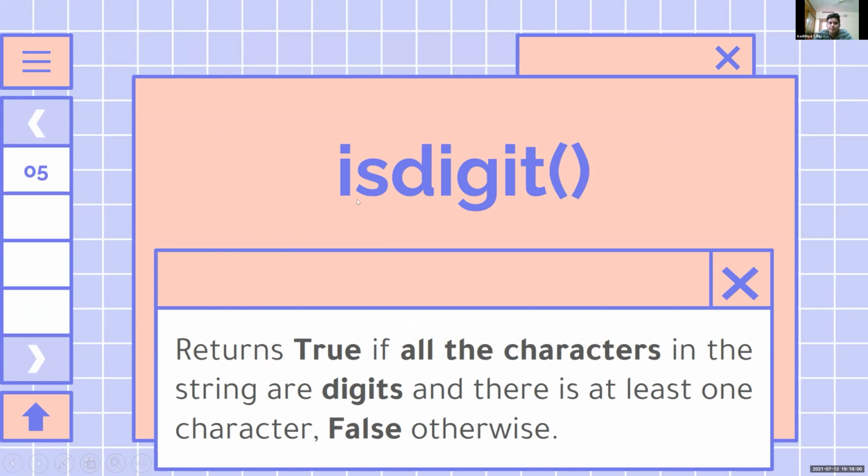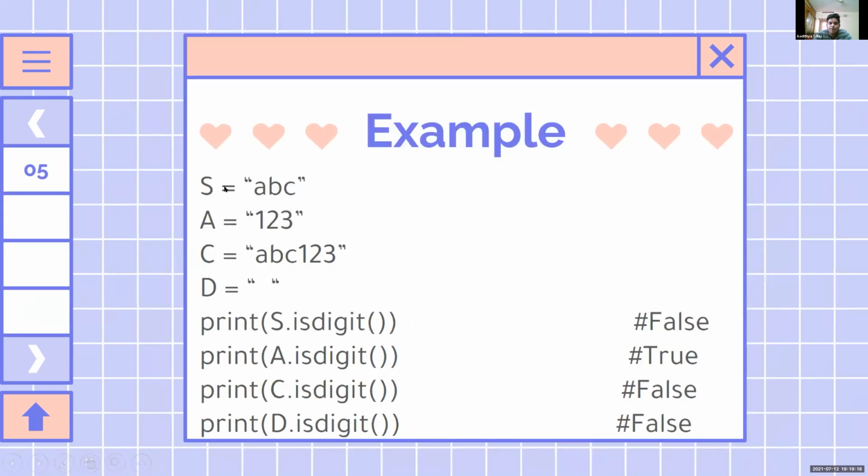The next is isdigit. It returns true if all the characters in the string are digits and there should be at least one character. Otherwise, the function will return the value as false. It is used to check whether the value in the string consists of only digits. For the example, we take the variables and values same as before.